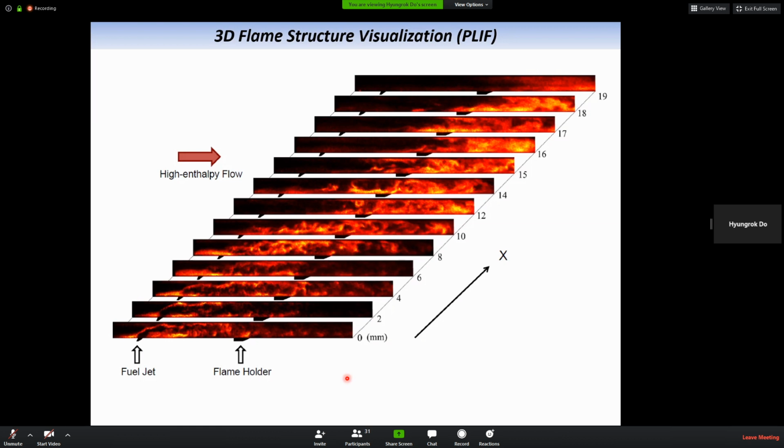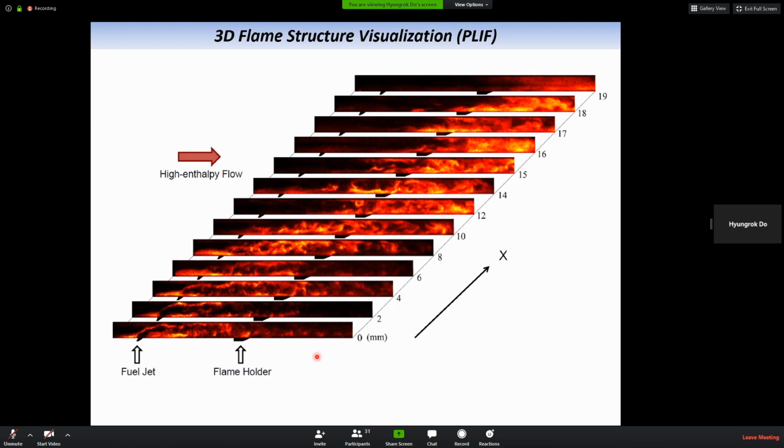And those 400 nanometer photons were collected and imaged to show you this PLIF image. PLIF is the planar laser induced fluorescence. So the laser, 283 nanometer photon containing lasers, will induce the fluorescence of OH radicals. The fluorescence is at 400 or 410 nanometers.